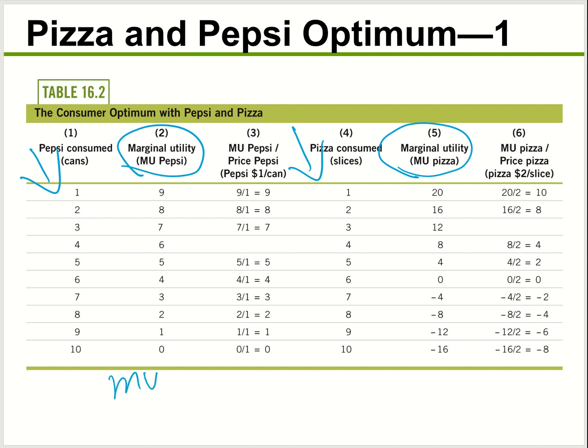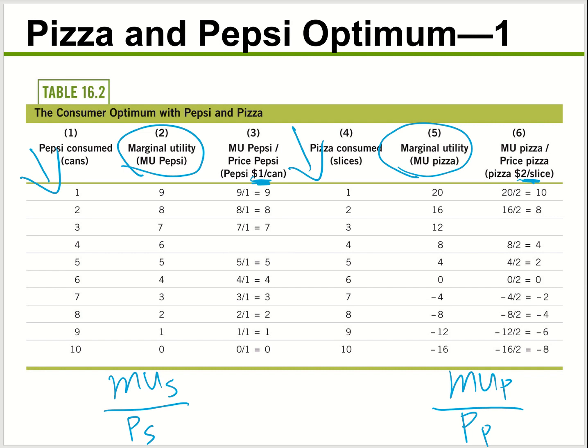So again, marginal utility for, I don't want to use Pepsi because they both start with P, so soda. So marginal utility for soda divided by the price for soda, and this will be compared to the marginal utility for pizza divided by the price for pizza. All right, so for our first consumption, which one should we buy? Every Pepsi is $1, and every pizza is $2 per slice.